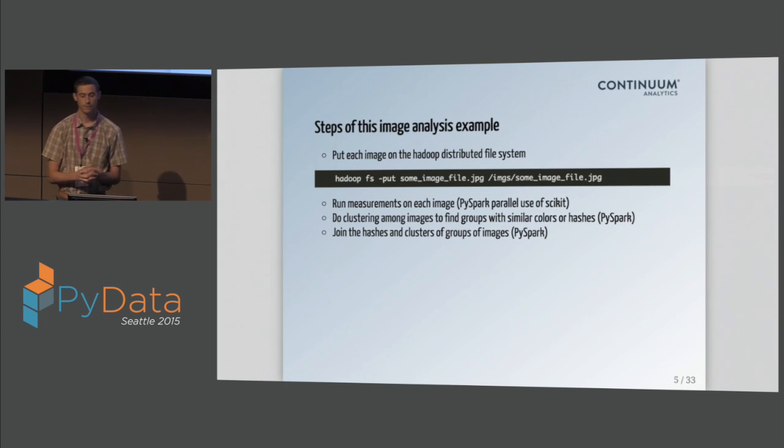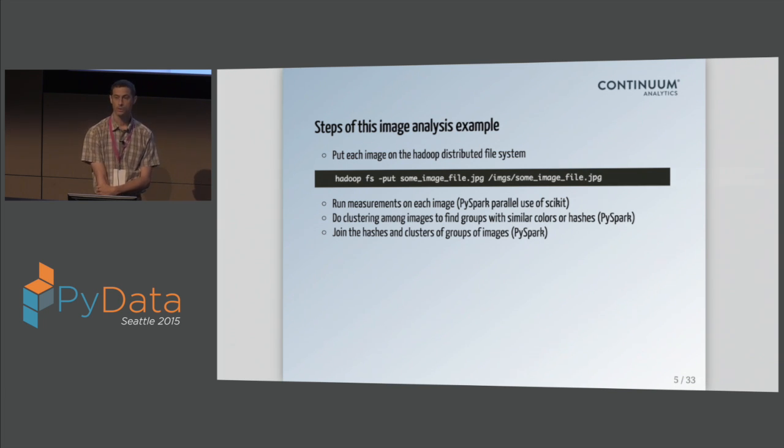So basically the steps of the image analysis example are to put a lot of images from the face training data set on HDFS, the Hadoop distributed file system, using commands like this, and then to run measurements on each image using PySpark to parallelize the embarrassingly parallel process of doing scikit-learn measurements on each image. And then there's the clustering among all images together that's done with PySpark. And then PySpark does joins and various similarity matching to line up similar images.